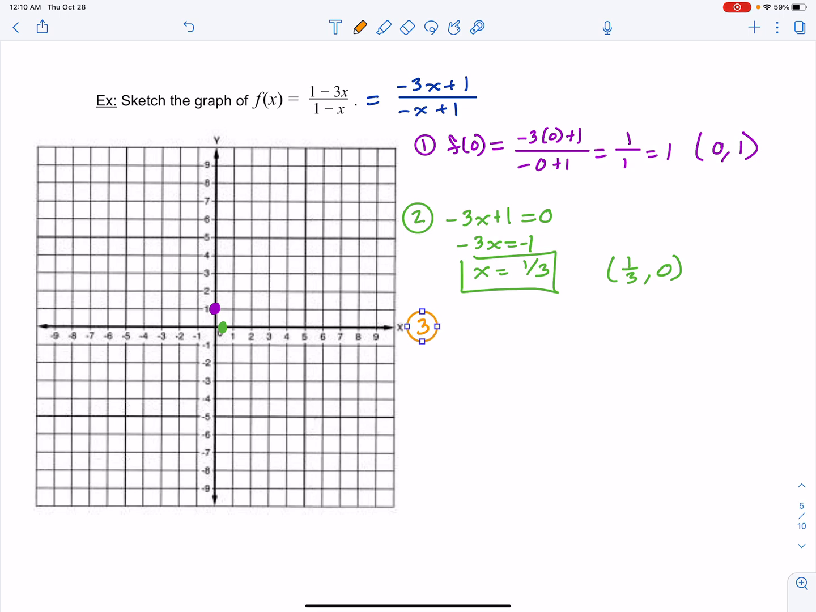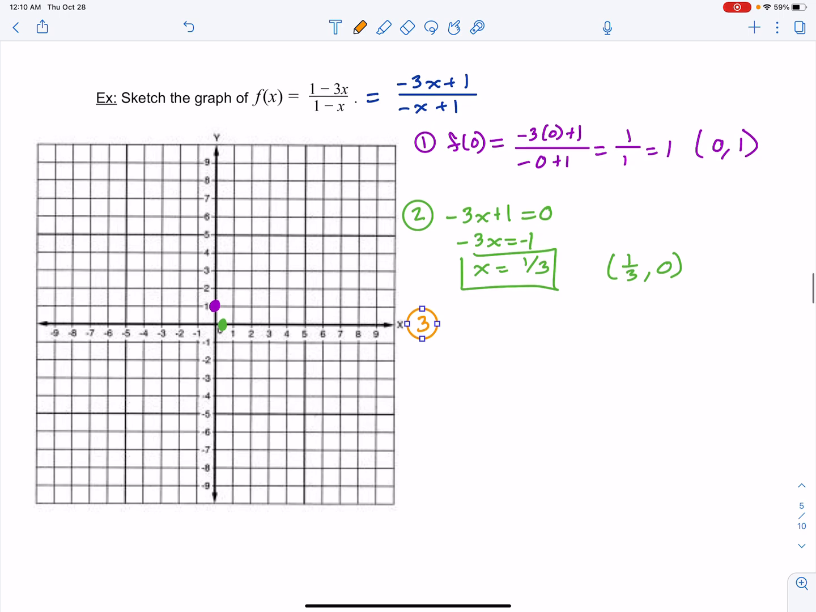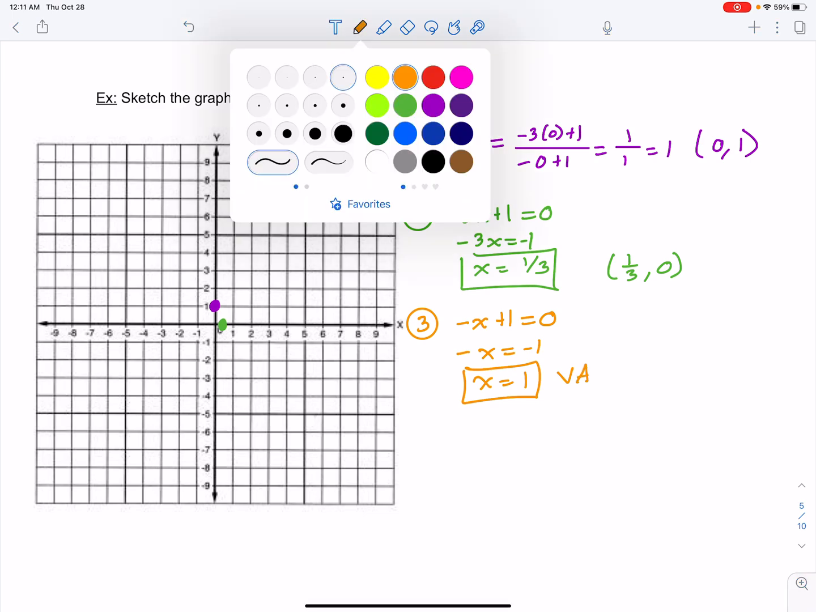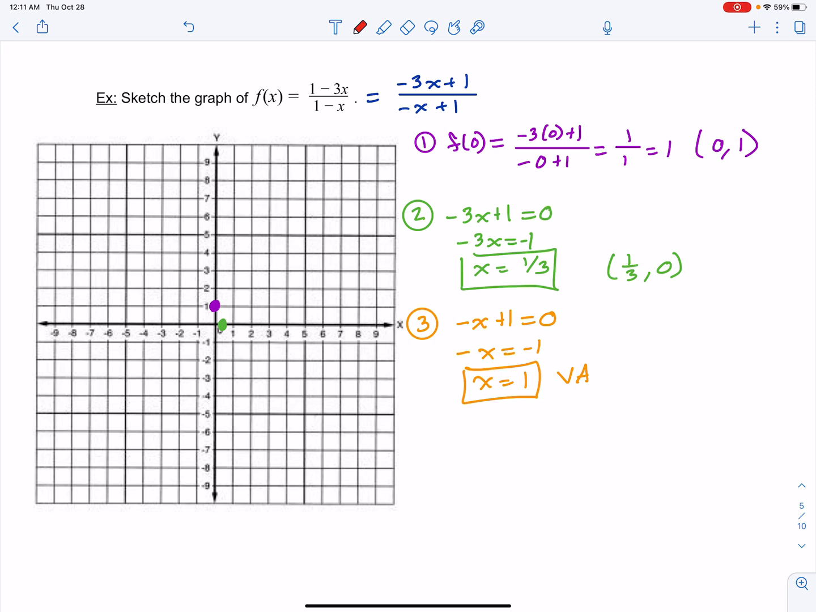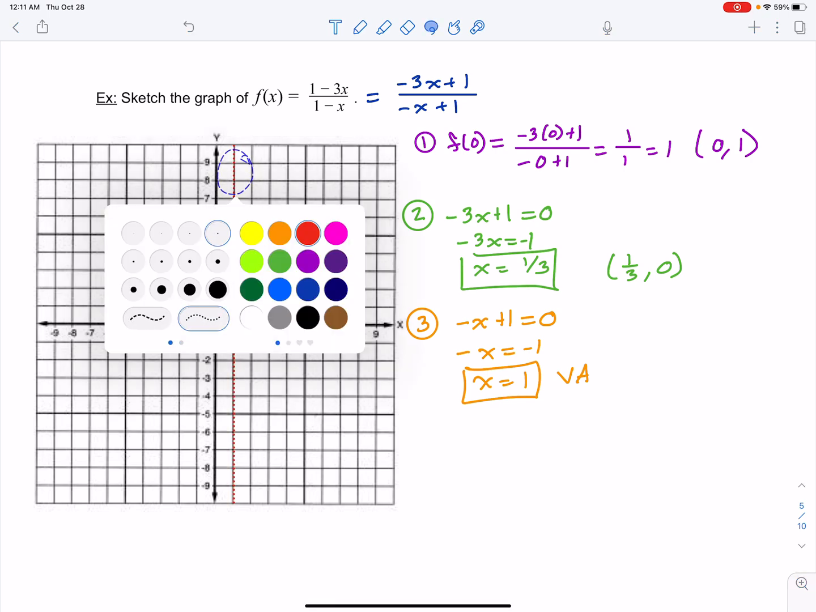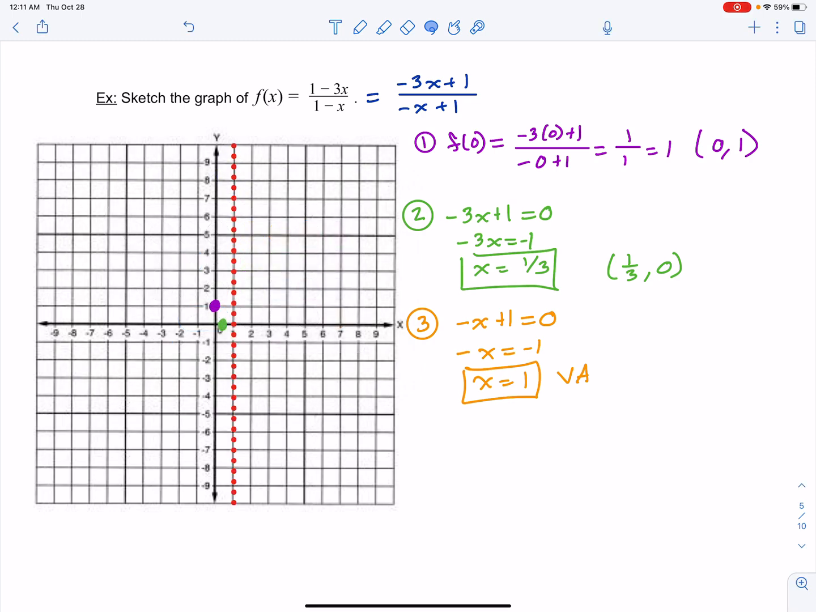Then we want to look for any vertical asymptotes if we have them. So we want to see what values would make our denominator equal to 0. So if we take negative x plus 1 and set it equal to 0, we could see that negative x equals negative 1 or x equals 1. We do have a vertical asymptote here where x equals 1. Vertical asymptotes are not actually a part of our graph, so we make them dotted lines. They're guidelines for us when we're drawing in our functions.